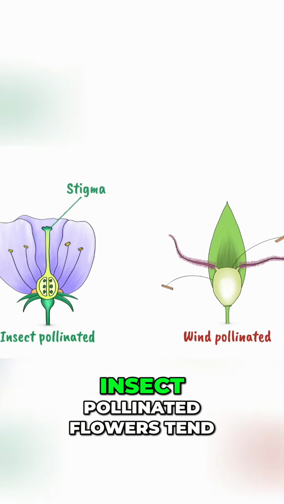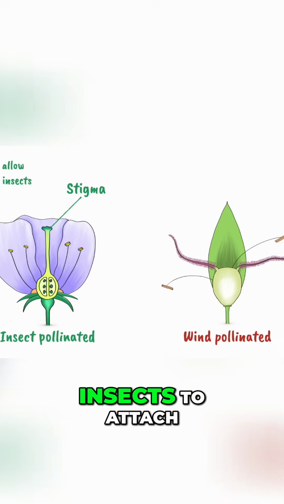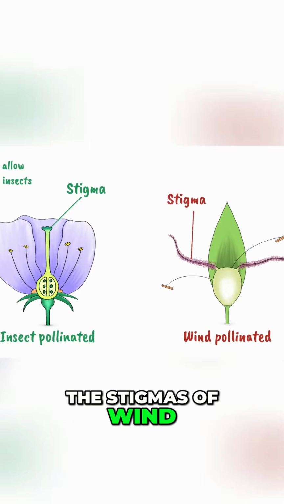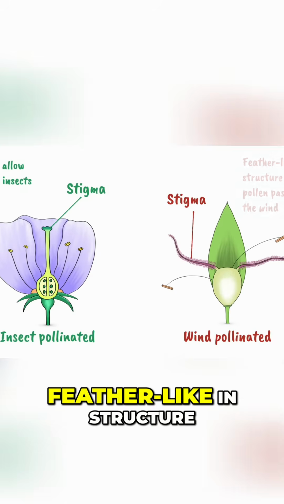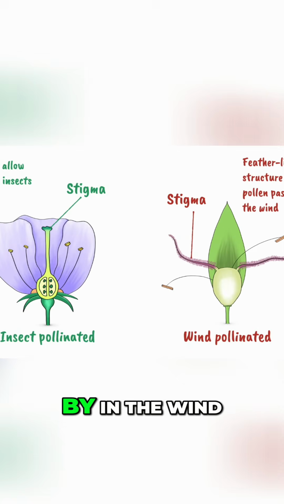Where the stigmas of insect-pollinated flowers tend to be sticky to allow pollen on insects to attach, the stigmas of wind-pollinated flowers are usually feather-like in structure. This makes it easier to trap pollen passing by in the wind.